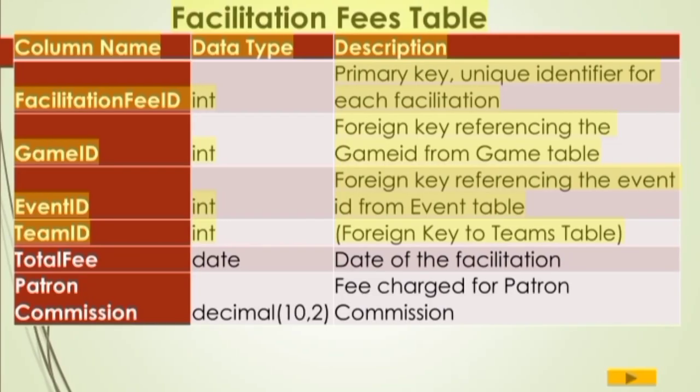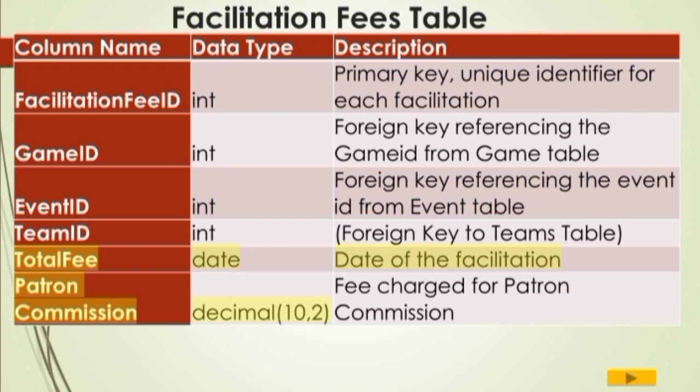Facilitation fees table. Column name, data type, description. Facilitation fee ID, int, primary key, unique identifier for each facilitation. Game ID, int, foreign key referencing the game id from the game table. Event ID, int, foreign key referencing the event id from the event table. Team ID, int, foreign key to the teams table. Total fee date, date of the facilitation. Patron commission, decimal 10,2, fee charged for patron commission.